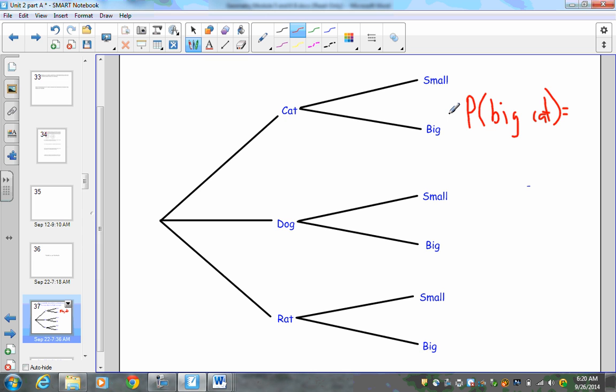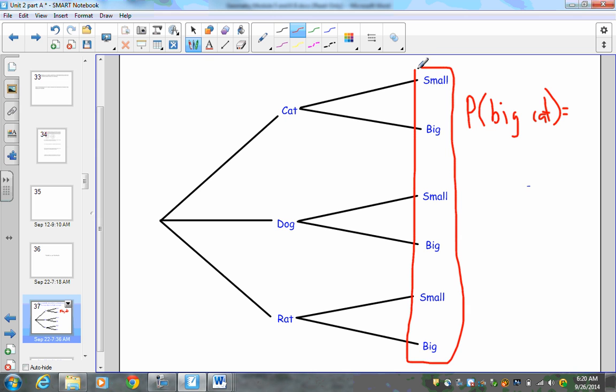Well, if you remember anything about tree diagrams, which I hope you do, you know that the last expansion of branches represents the total amount of outcomes you're going to have in this problem. So 1, 2, 3, 4, 5, 6. That means I'm going to have a total of six options. Now I just have to figure out what's the probability of a big cat. Big cat, that's 1/6. That's pretty simple.